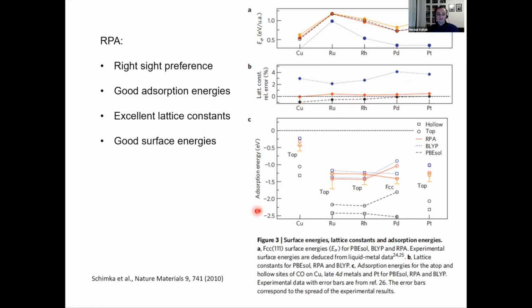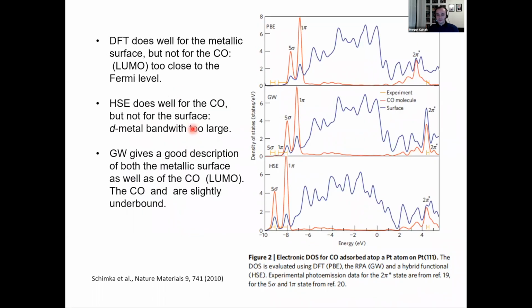And here we have the absorption energy plotted compared to the experimental values, which are given by these error bars. You once again see that the values of RPA are in best agreement. So in total, we have the right site preference, good absorption energies, we have excellent lattice constants, and we have good surface energies. Now, what about the band gaps, or let's say the LUMO and HOMO position?